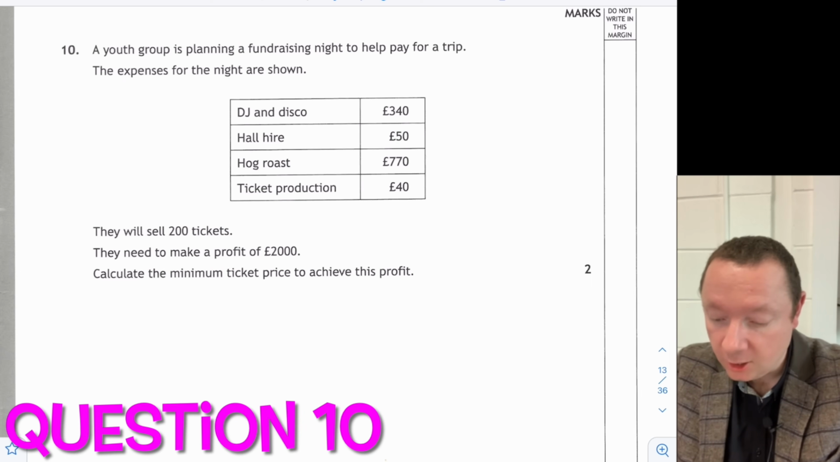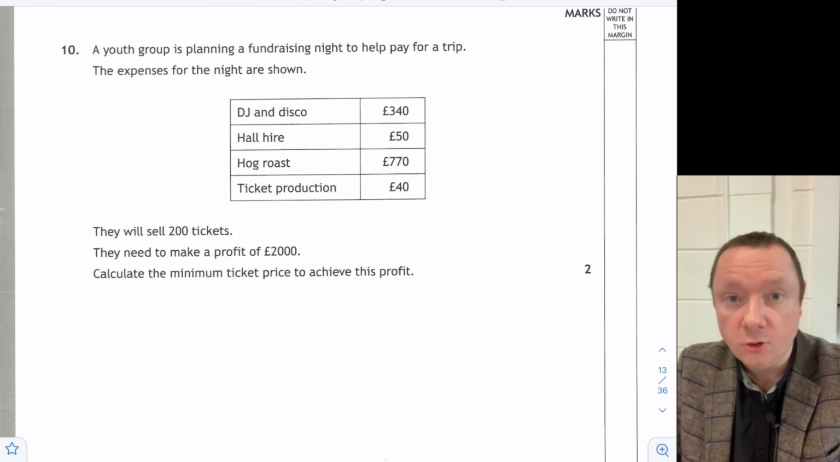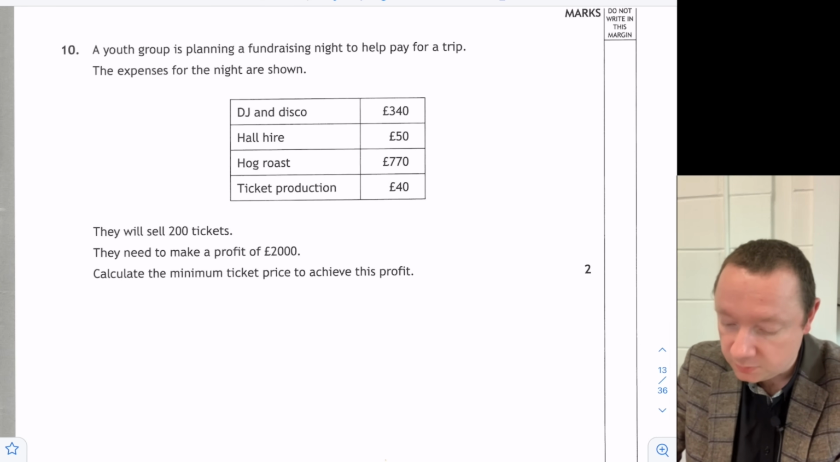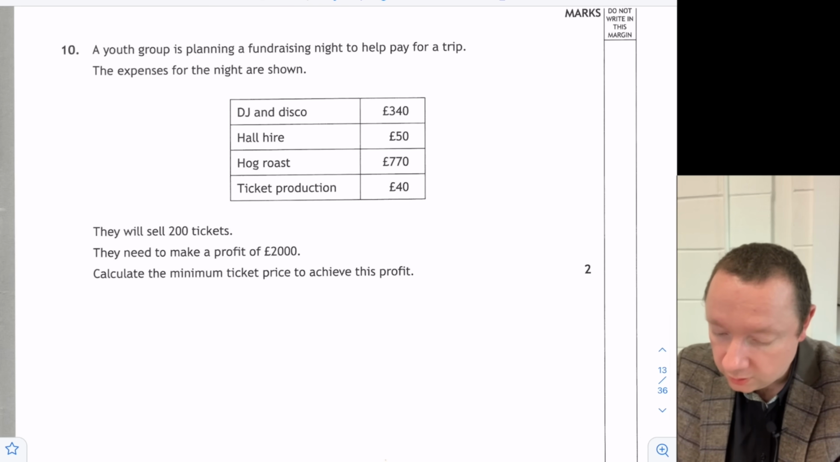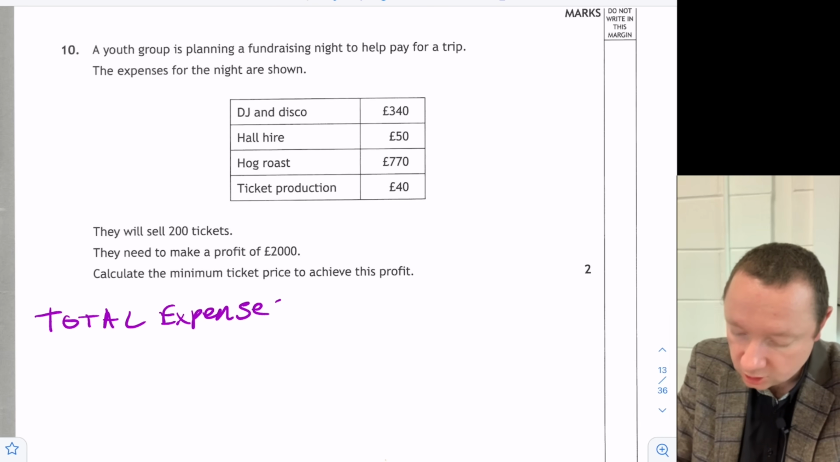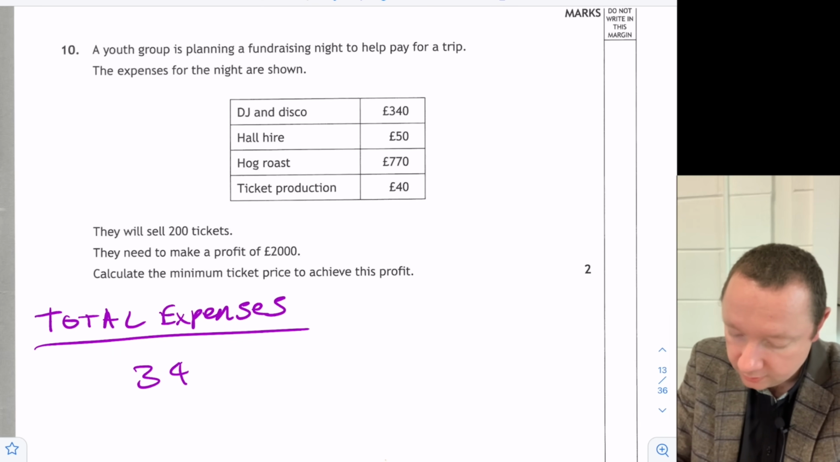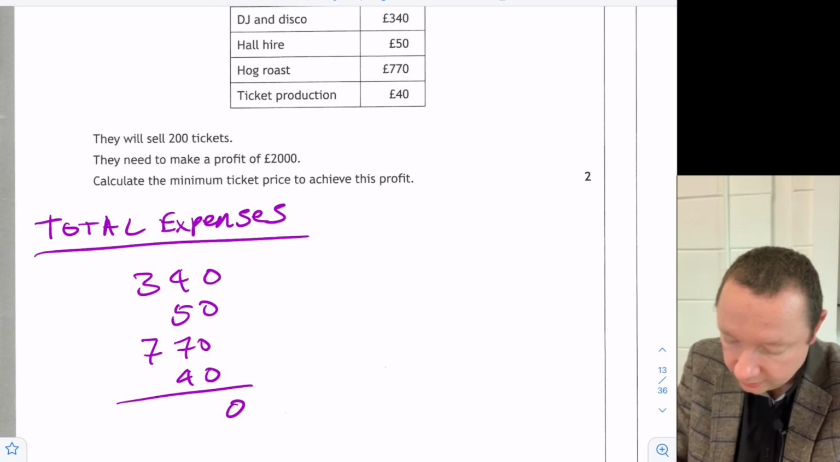Question 10. A youth group's planning a fundraising night to help pay for a trip. The expenses for the night are shown. They sell 200 tickets. They need to make a profit of 2,000. Calculate the minimum ticket price to achieve this profit. So here's all the expenses. So the total expenses, just add them up, 340, 50, 770 and 40. That's 9, 16, 20, that's 10, 12, that's £1,200.